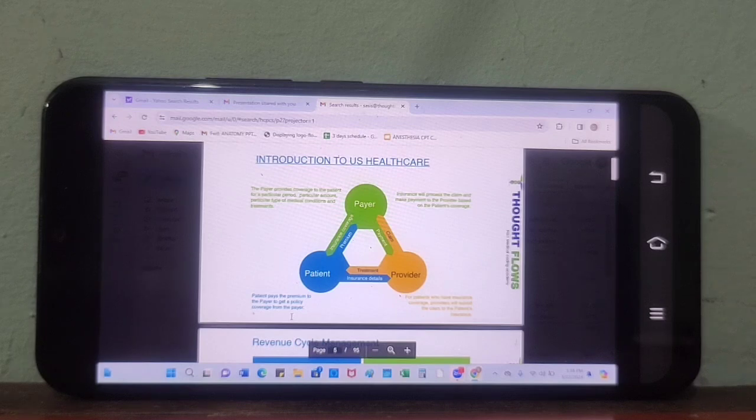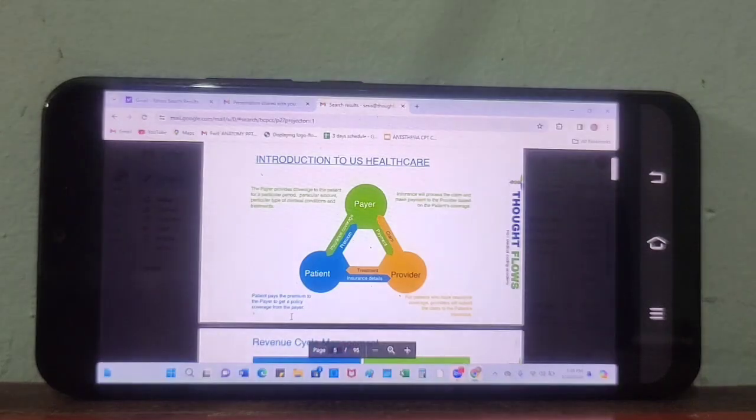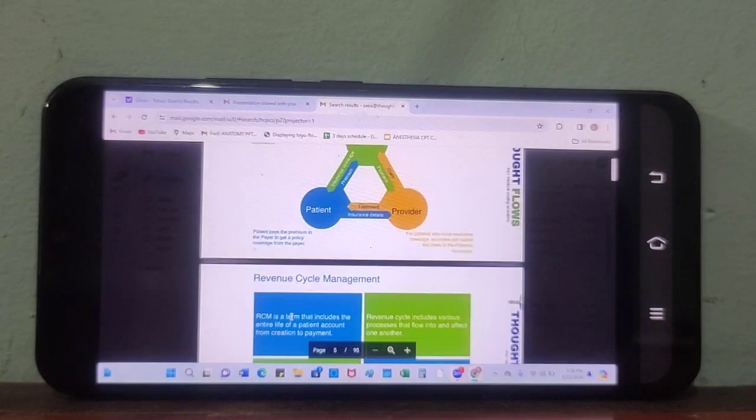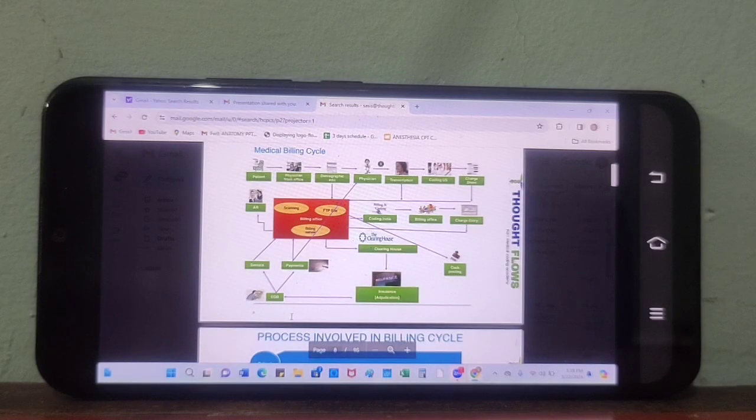Then, if a patient has any problem, the patient goes to meet the doctor, and during that visit the patient must provide their insurance details. Based on that insurance detail, the doctor will claim the service with the payer. The payer will give the amount to the provider. The patient does not give the amount directly to the provider. So this is called revenue cycle management. This is the simplest process, actually the entire process. This cycle is called the medical billing cycle, revenue cycle management.